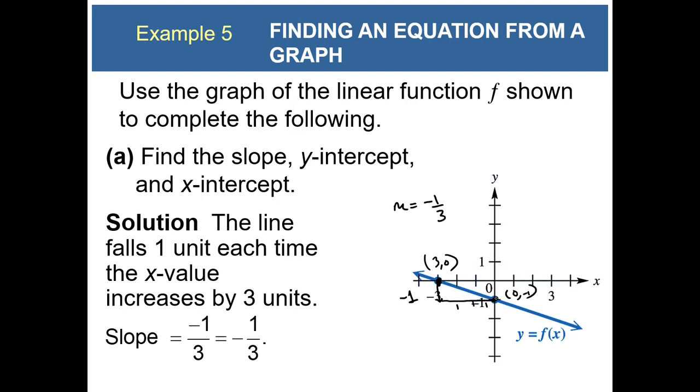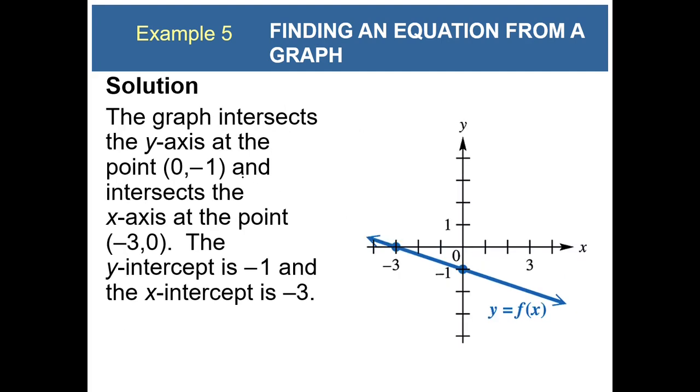To find the y-intercept, we want to know where it crosses the y-axis, and the y-intercept is just going to be 0, -1, because that's where it crosses the y-axis. The x-intercept is the point where it crosses the x-axis, so the x-intercept is -3, 0, and the y-intercept is 0, -1.